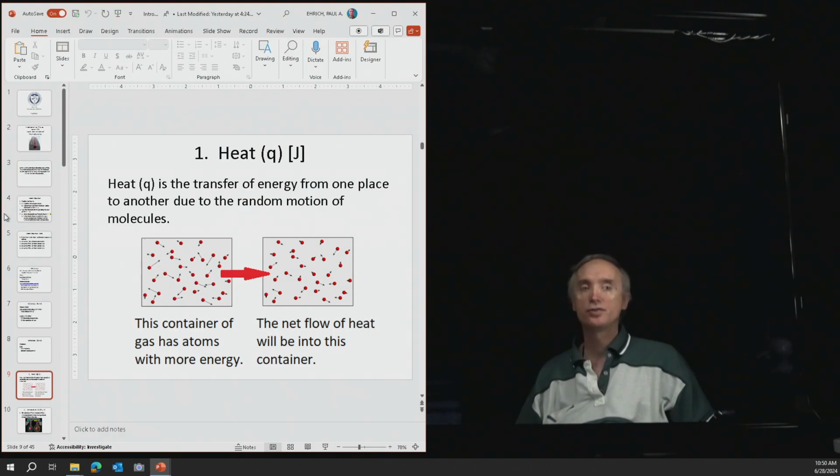Okay, now we want to talk about what heat is. We're going to abbreviate the word heat with the letter Q, a lowercase letter q, and it is going to have the units of energy, which is joules. Heat is when you transfer energy from one place to another due to the random motion of molecules.